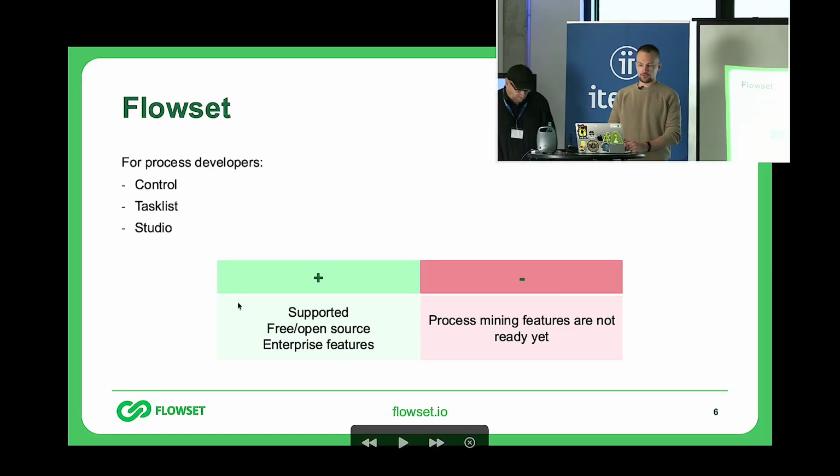So what about those options? They are supported, they are free, and two of them, Control and Tasklist, are open source. And what's more, they have enterprise features. The only drawback here is that we are still rolling out those enterprise features, so we couldn't call it a process mining tool yet, but we are going to do it next year. So let's dive a bit deeper into this tool chain. I'll tell you in more detail what those applications are.